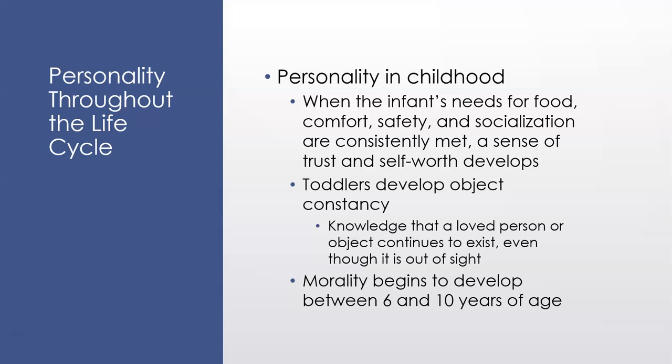Toddlers develop object constancy. So they know that when you leave their sight, you still exist. Morality is a big one when we get to some of these personality disorders, especially antisocial, right? Morality starts to develop between 6 and 10. And that's letting the kid know, if I go and steal this person's video game system, their Switch, it's going to hurt their feelings and they might cry. So I'm not going to steal their video games.